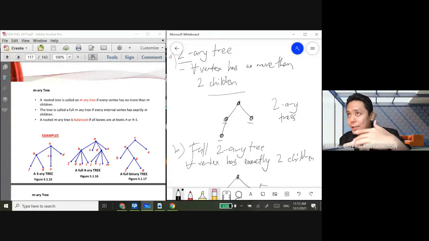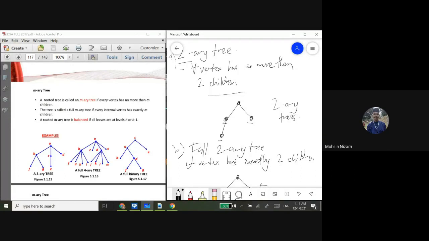Konsep dia ialah children. Dalam children dia mesti ada parent dia, tapi kita tak perlu tengok kepada parent. Konsep eri, children tak boleh lebih daripada M. Alright, alright. Thank you, sir.